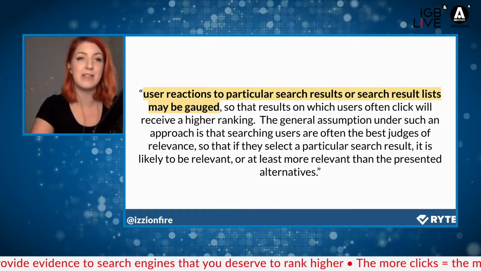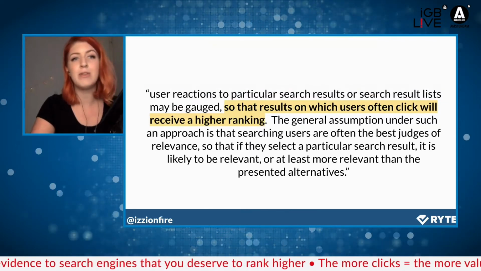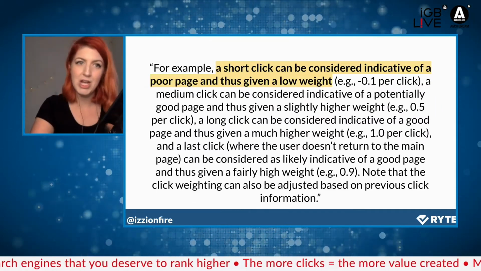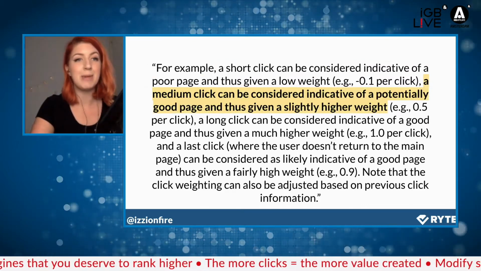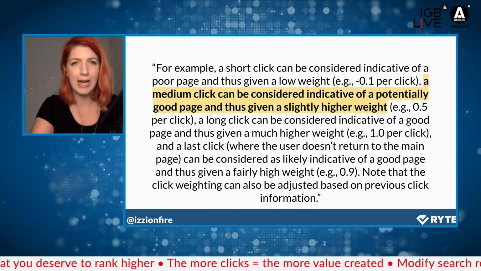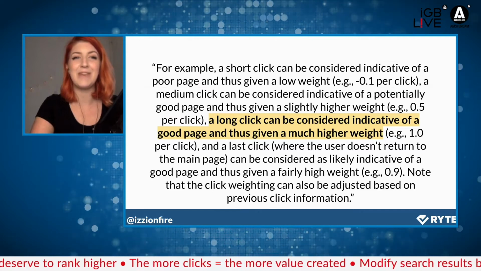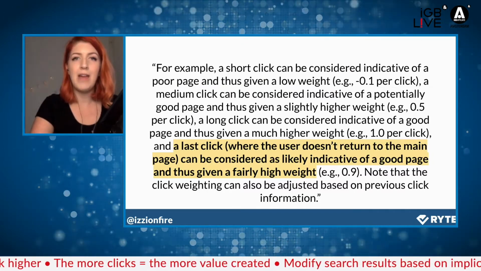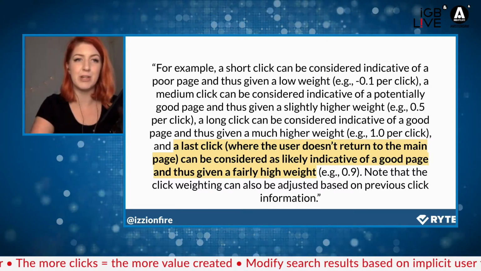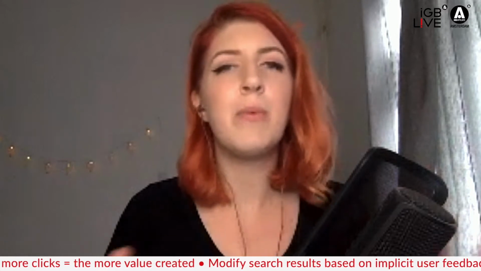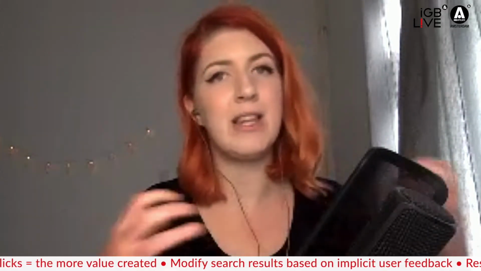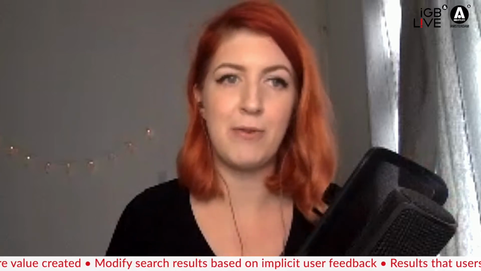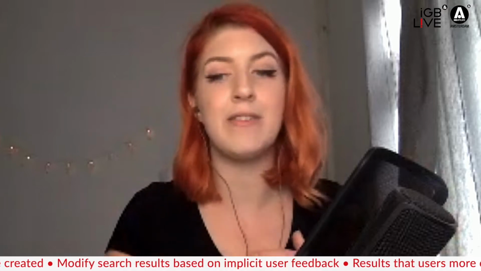So user reactions to particular search results or search result lists may be gauged, so that results on which users often click will receive a higher ranking. A short click can be considered indicative of a poor page and thus given a lower weight, whereas a medium click can be considered indicative of a potentially good page and given a slightly higher weight, whereas the long click is indicative of a good page and given a much higher weight. But there's also a last click where the user doesn't need to return to the main page, and this can be considered as likely indicative of a good page and given a fairly high weight. So we want to strive to achieve those long clicks, and ideally the last clicks where someone is finding satisfaction on our website. So where do we start with analyzing our click performance, so that we can improve the quality and quantity of our clicks?